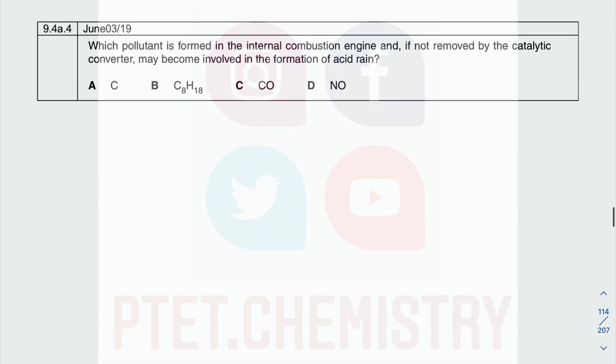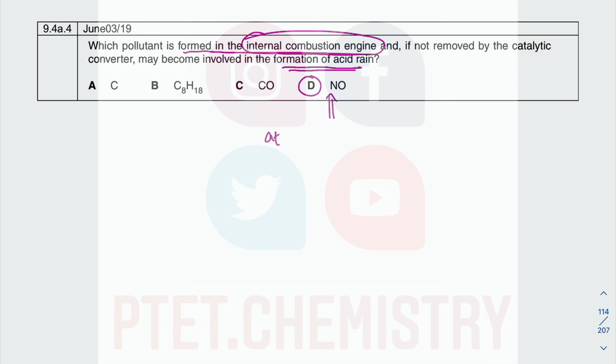Yeah? Next up, they're saying that you form this pollutant in the internal combustion engine. So that's where your combustion works to give you the energy for your vehicles, your motor vehicles to work, yeah? What can cause acid rain if you do not remove it? Okay, it's got to be that.